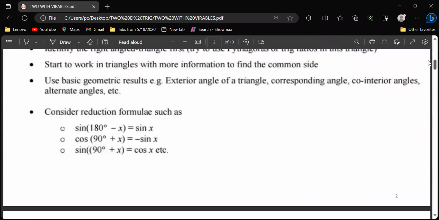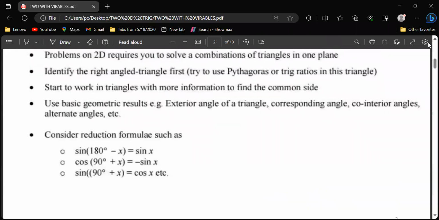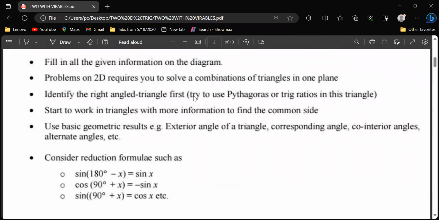Now, let's just remind each other what are some of the strategies that we're going to employ. I said to you, remember, we have the following strategies. We're going to fill in the given information. Okay? And then from there, we're going to use basic trigonometry from our exterior angle, corresponding angles. And then we are also going to consider using reduction formula.